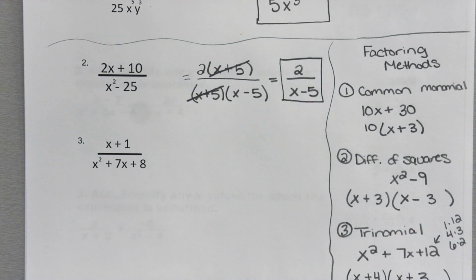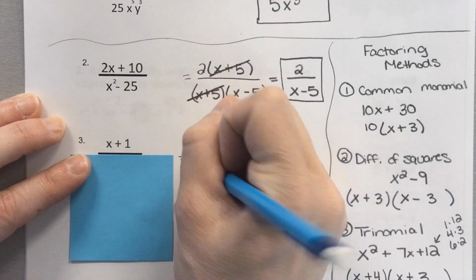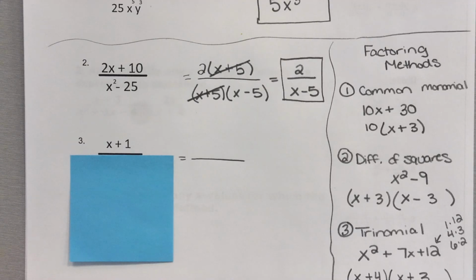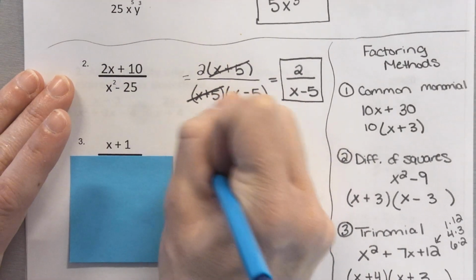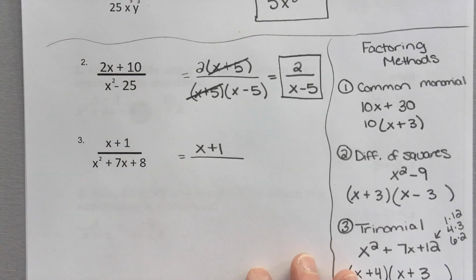All right, let's take a look at number 3. Look at the numerator first, just the numerator. That's kind of a boring numerator. Is there anything I could really pull out? No, I mean I could pull out a 1, but that's not exciting, right? So I'm just going to leave the numerator alone. There's nothing I can do to it. It's as simple as it can be.